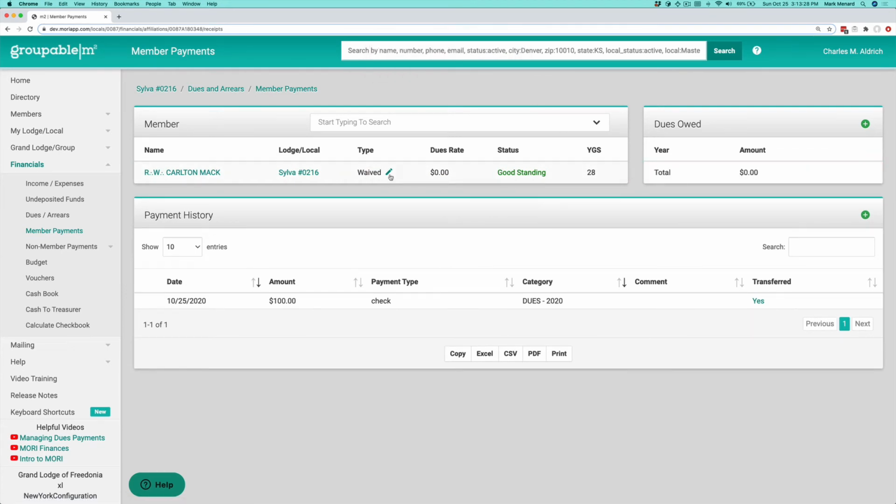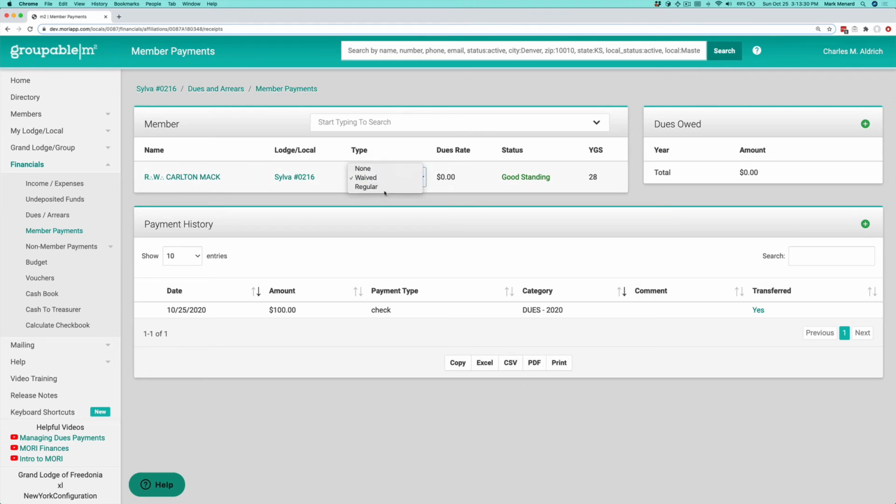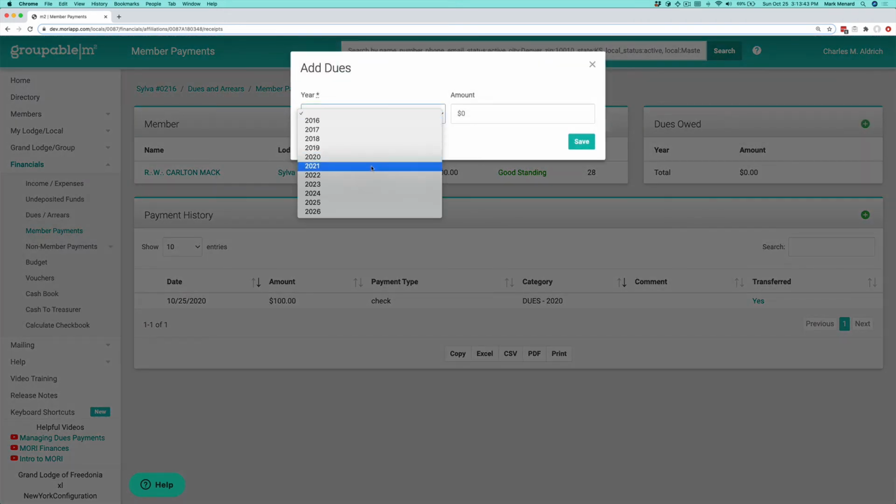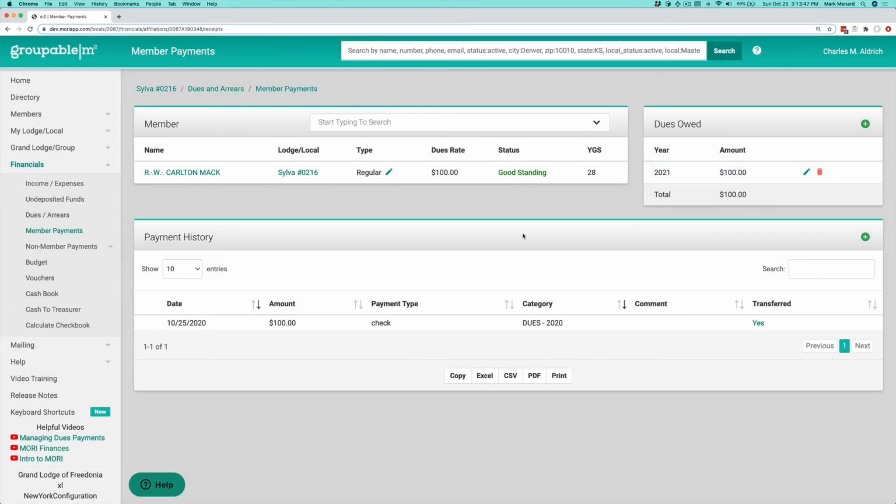Or let's say that they changed to a different member type. And maybe they were on waived before, but now they can afford the dues. They let you know that, but you've already sent out the bills, so it didn't get generated. So you change their member type here, and then come over here, and you can put in the year that it's for, put in the amount, and now that person would owe dues.